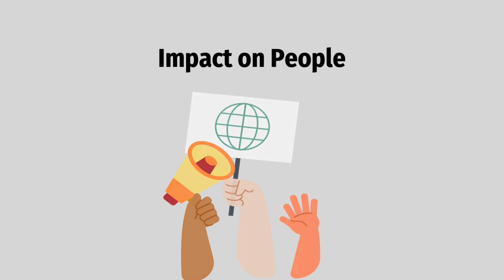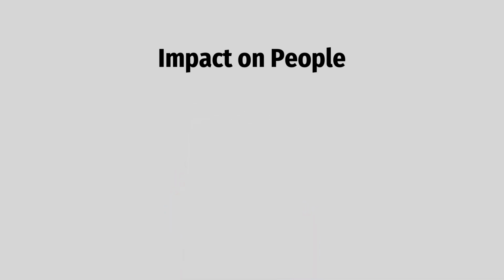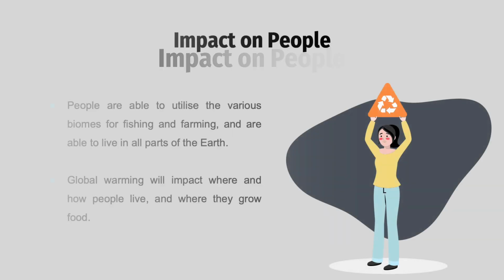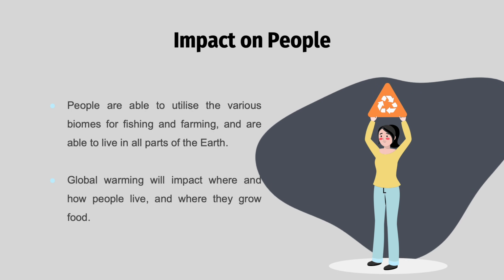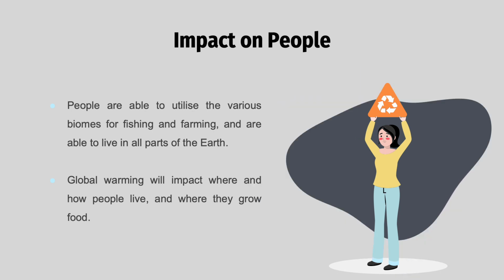So now that we've had a look at the environmental impacts, what is the impact on people? People are able to use various different biomes for survival by fishing or farming. The greenhouse effect and the heating of the atmosphere allow for people to live around the world. Finally, global warming will impact how and where people live and where and how food is grown.